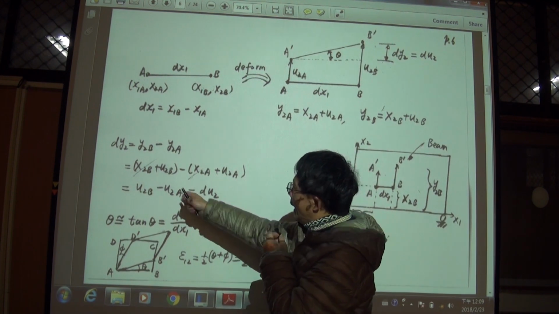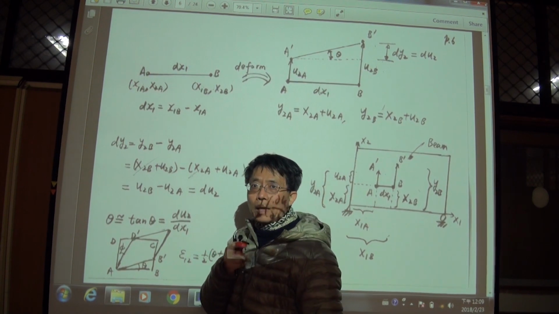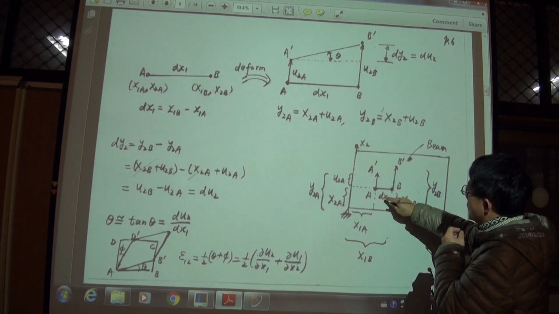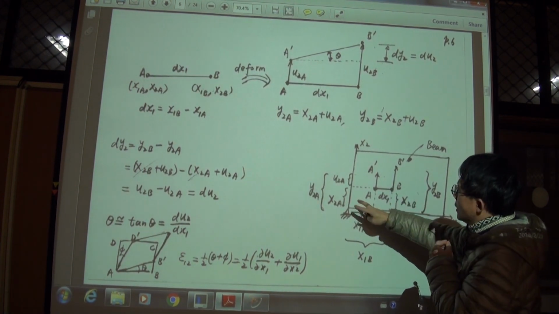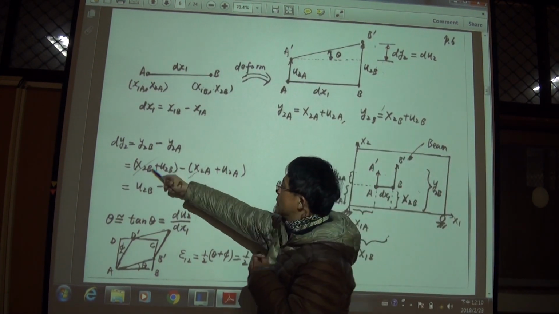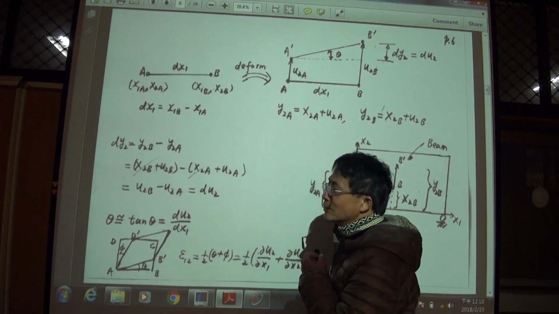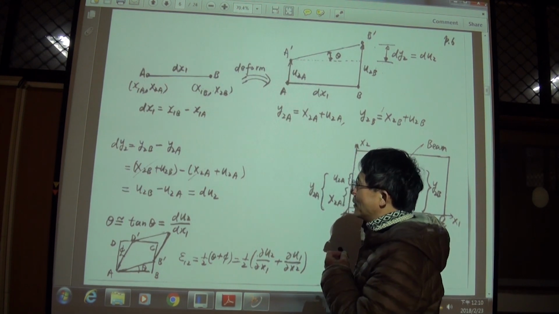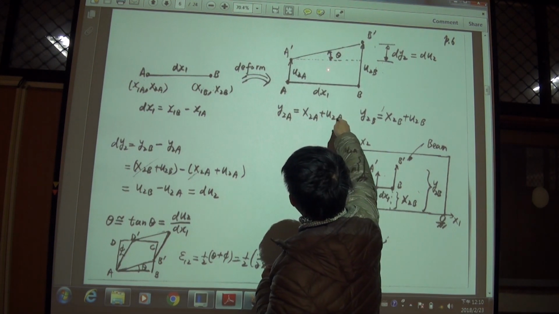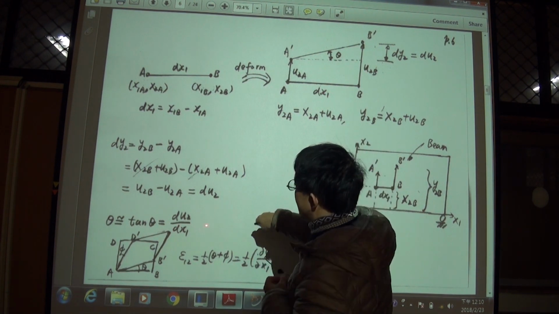But here, x2b equal to x2a can be cancelled out. Why is x2b equal to x2a? See, x2a here, x2b here. So this is a horizontal material line, so x2a equals x2b. So they can be cancelled out here. So we have this one minus this one. So dy2 equals du2. No matter how, we understand that the inclined angle is equal to du2 divided by dx1, like this.